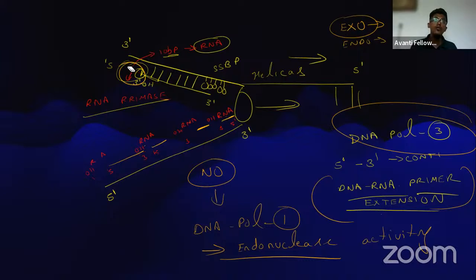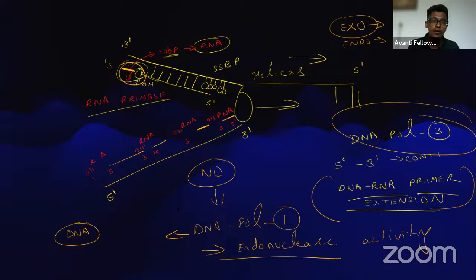Now, what is the role of your DNA polymerase 1? First, it removed all the RNAs through exonuclease activity. Now what it will do is fill this gap with DNA. It will synthesize a short DNA. It will only synthesize short DNA. Replacement of RNA with DNA is done through exonuclease activity.